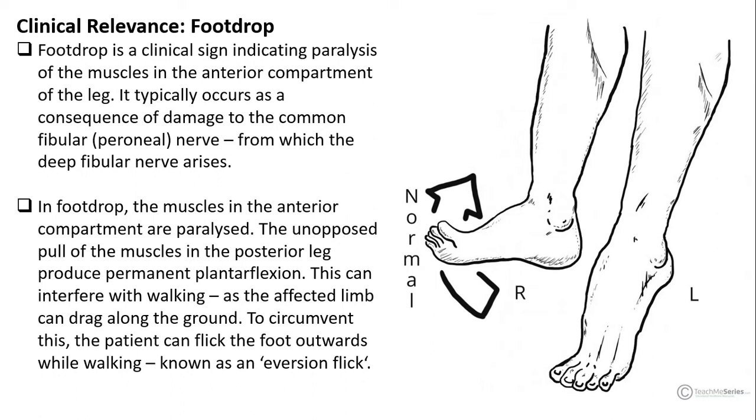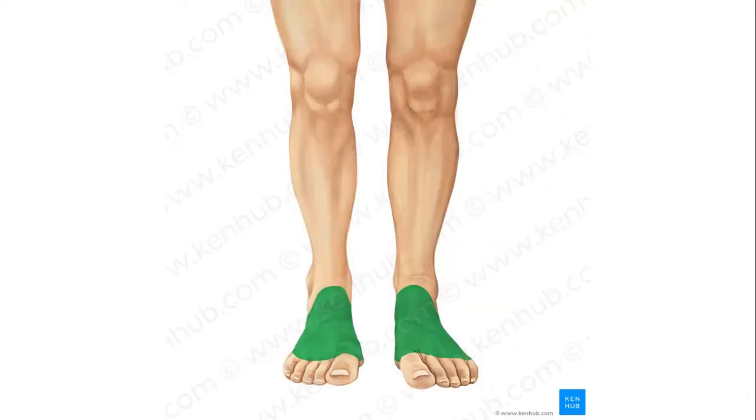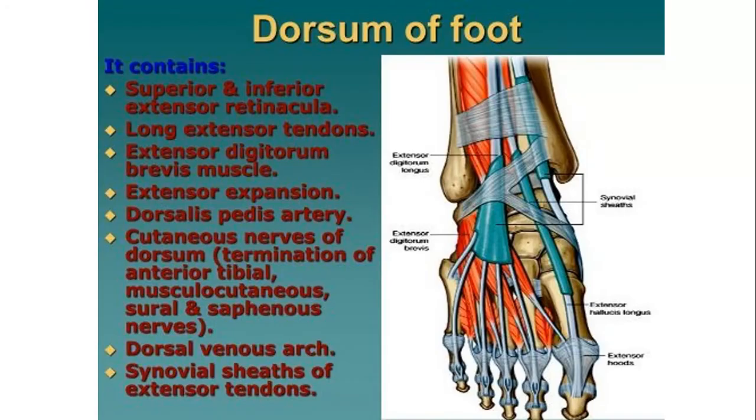Now, this is the foot drop which will be caused by damage to the common peroneal nerve or deep peroneal nerve. Now we come to the dorsum of the foot. Skin, superficial fascia, deep fascia, and the modification of deep fascia is the retinaculum. The structures we will see in the dorsum of the foot are superior and inferior extensor retinacula, long tendons of extensor digitorum, extensor digitorum brevis, and extensor expansion, just like the extensor expansion in the hand.